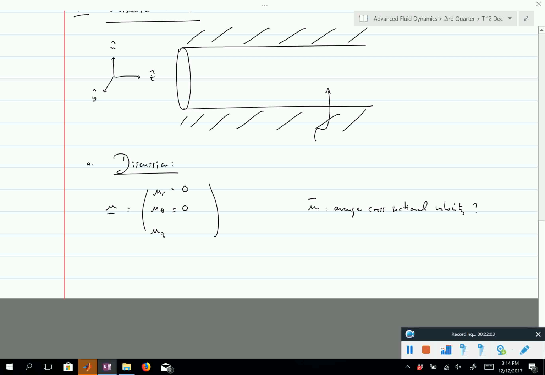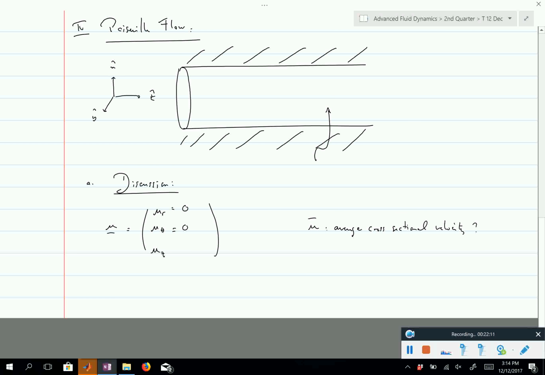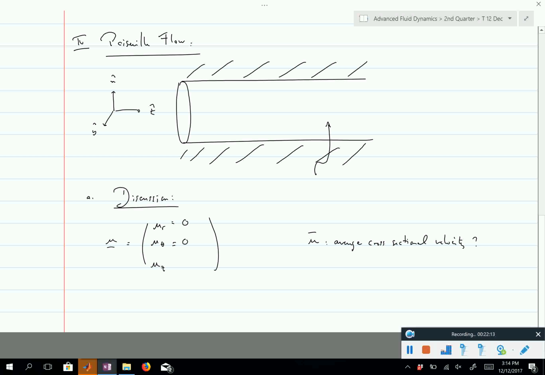Now let's do a scaling analysis. If you're interested in this average cross-sectional velocity, you have the flow across a pipe. Now this flow is driven by a pressure gradient. So let me write P inlet here, P outlet here. Or actually maybe it's easier to just call P outlet minus P inlet delta P.